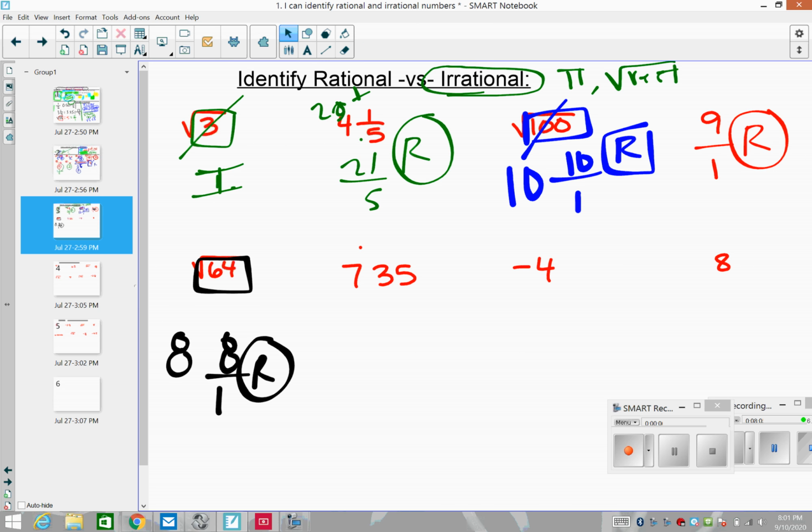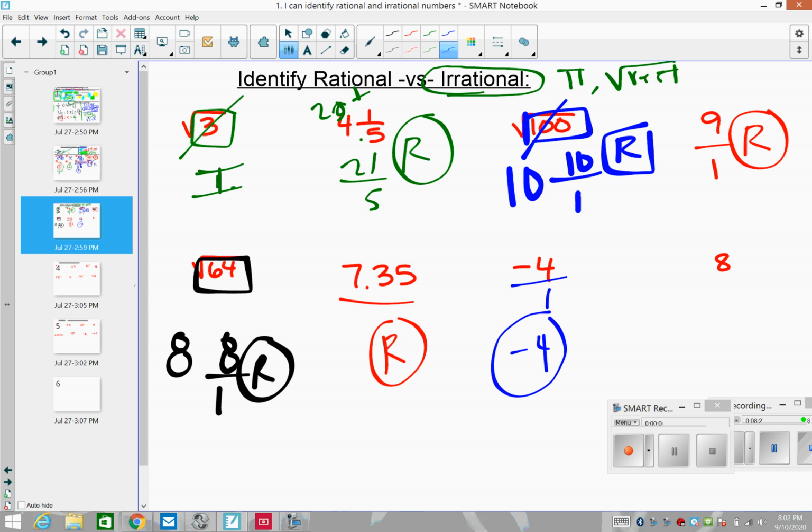This next one, I think I accidentally moved the decimal here, but 7.35 is a decimal. No biggie. That's a nice decimal. We call that in math a terminating decimal, which means it stops. That's rational. It's nice. It's short. It's not yucky. The next one, we say that it is an integer over 1, which gives us rational. And the last one, it is an integer or a whole number over 1, we would say rational.